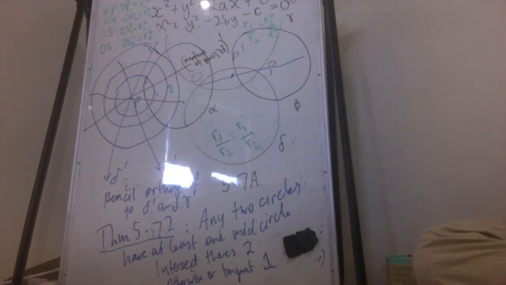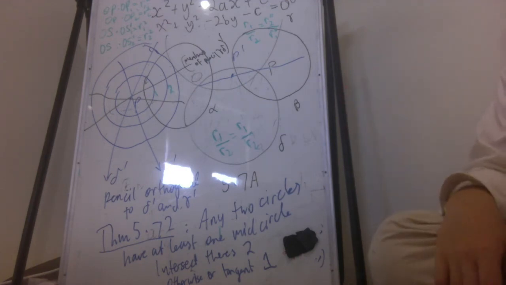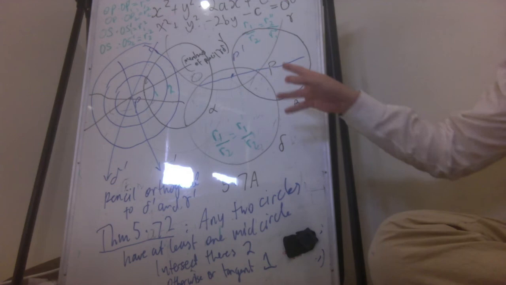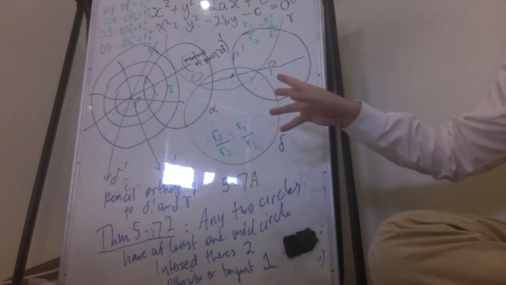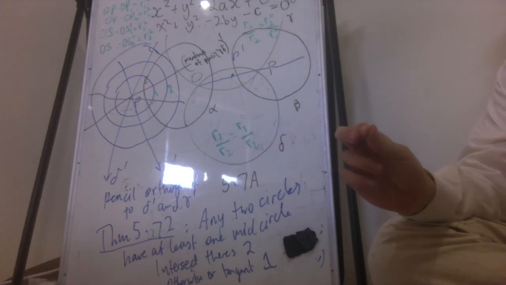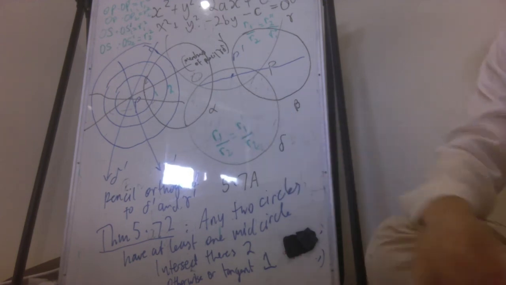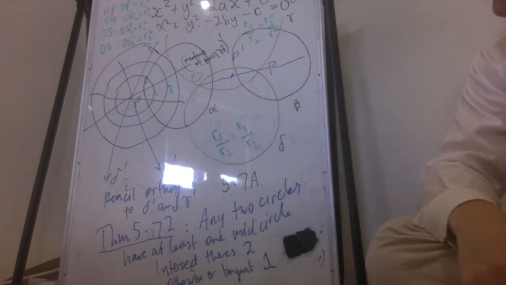Hold on. What does inverse ratio even mean? So if you just inverted the same two circles, the exact same two circles. So which two circles will we say are 1 and 2? Are they alpha and beta? Is that what we're doing?